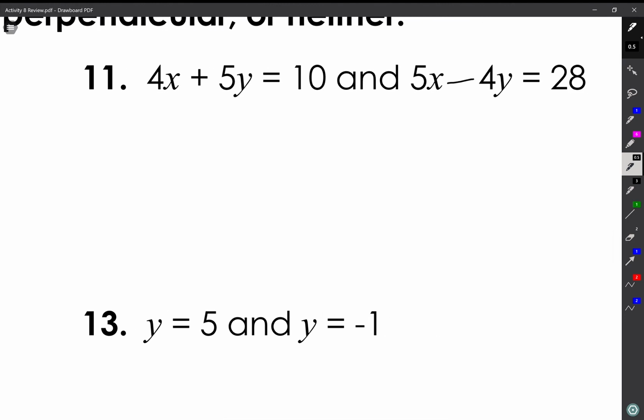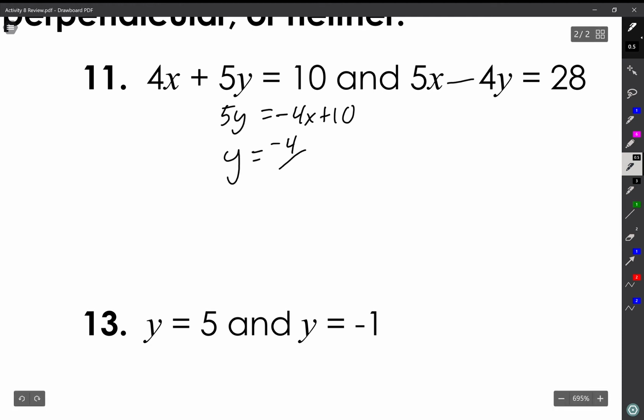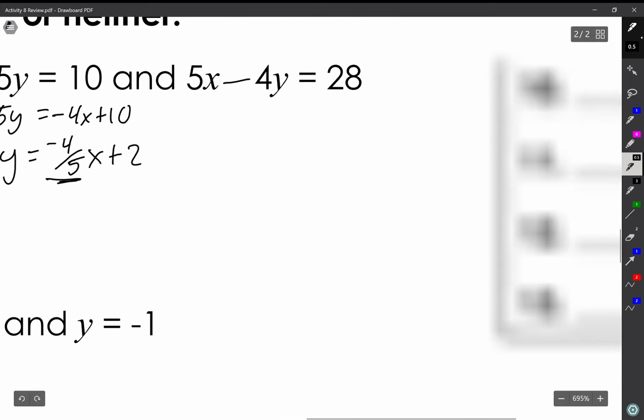Okay, both of these are not in slope-intercept form, so we will convert them real quick. Subtract 4x from both sides, you get 5y is equal to negative 4x plus 10. Divide both sides by 5, y is equal to negative 4/5 x plus 2. Okay, so negative 4/5 is our slope.